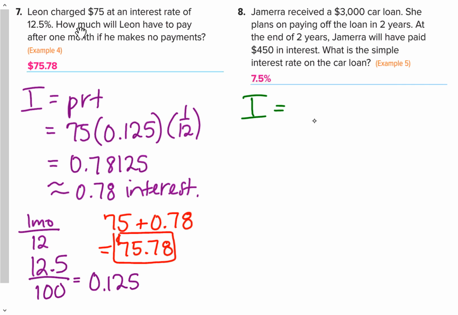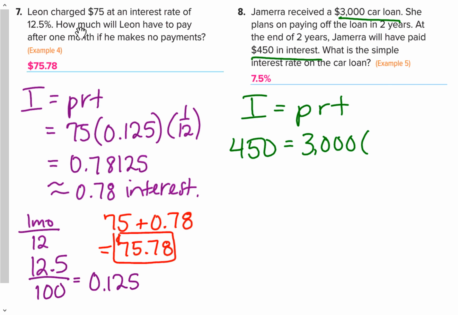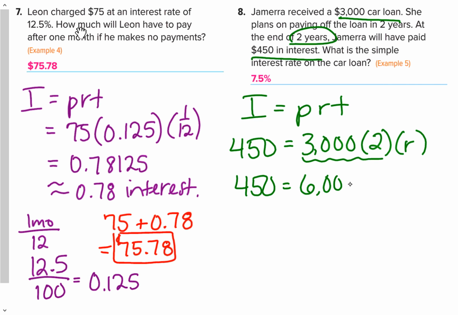So again, we're going to start off with our formula, P times R times T. The interest she paid was $450. The principal amount was $3,000. Your rate, we don't really know what it is yet. So we'll call that R, but we'll put that in later. And we have 2 years, and then that's times our rate. Okay, so let's start simplifying. We can multiply our 3,000 times 2, so that equals 6,000 times our rate. So all we did was write our equation and substitute what we knew.